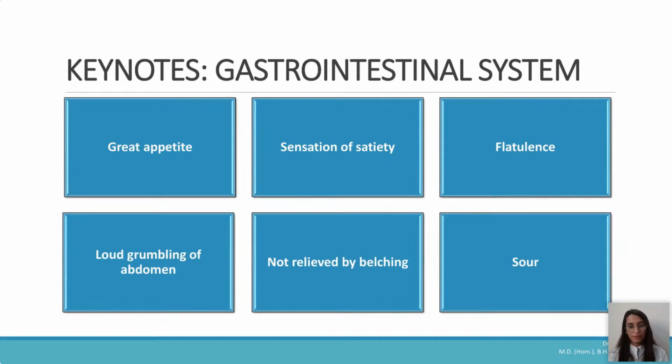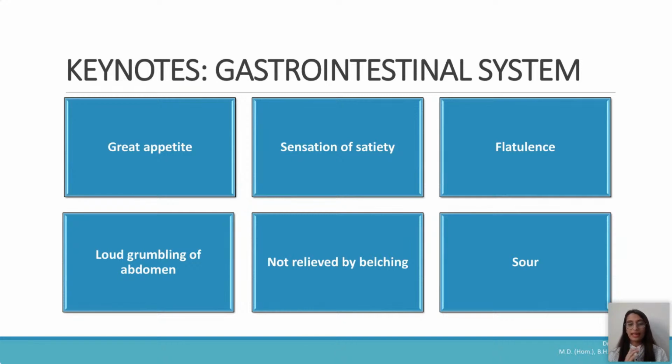Also, in Lycopodium, remember that sometimes there is a distension of the hypochondriac regions as well, along with the lower abdomen, rumbling and grumbling. So there is a loud grumbling of abdomen in Lycopodium, especially of the lower abdomen. Lycopodium individuals are not relieved by belching, just like Cinchona. Despite this flatulent state, fullness of the abdomen, belching will not relieve a Lycopodium individual.